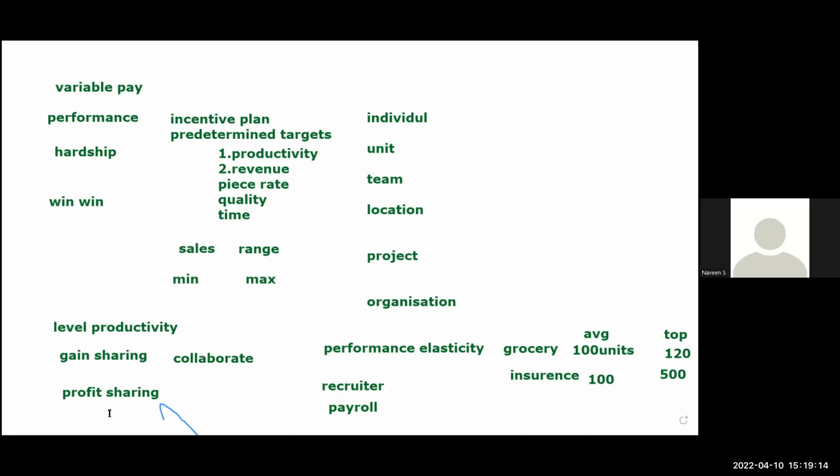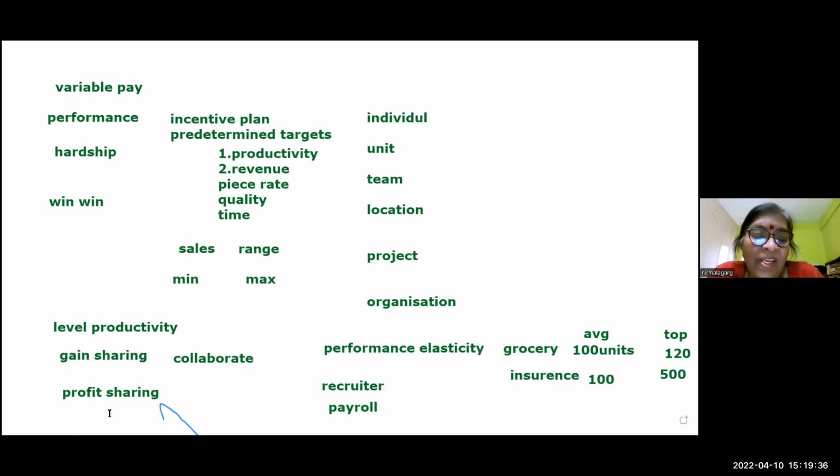Profit is something that, whatever... Gain sharing is almost closer, I can understand this, depending on individual performances. Gain sharing, can we relate it with some sort of reward, or rewarding employees?